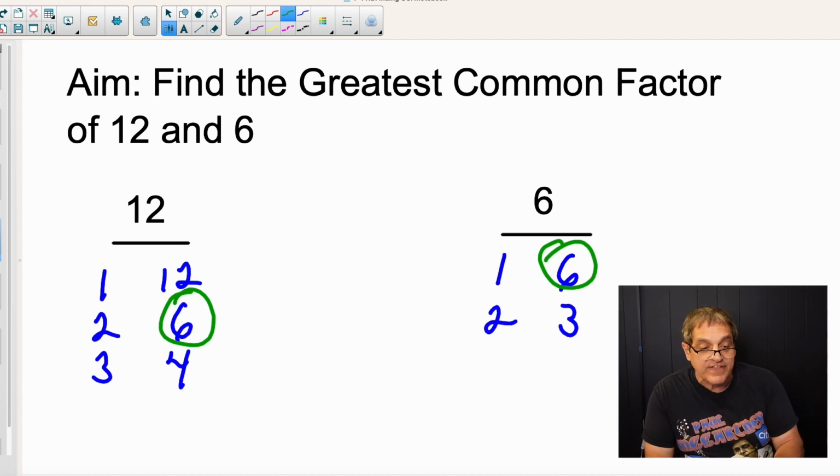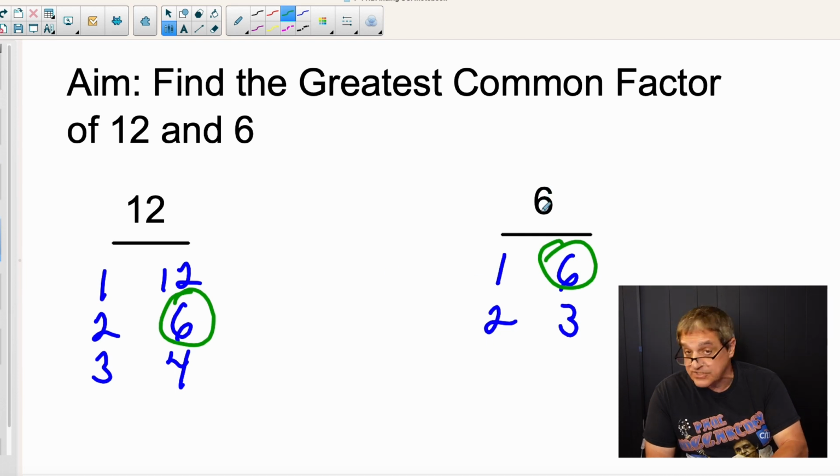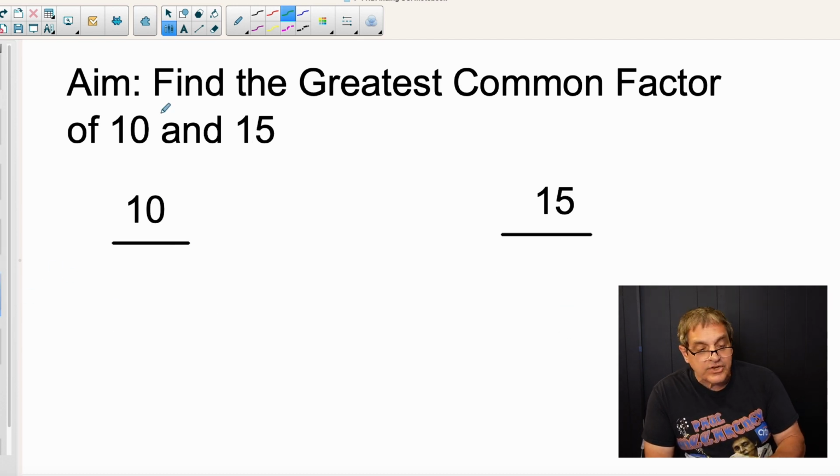And if you remember from the definition, the definition said it is smaller than or equal to the numbers. So 6 is equal to 6. That is okay. It can be equal to one of the numbers. So let's look at another one. Let's say, what is the greatest common factor of 10 and 15?